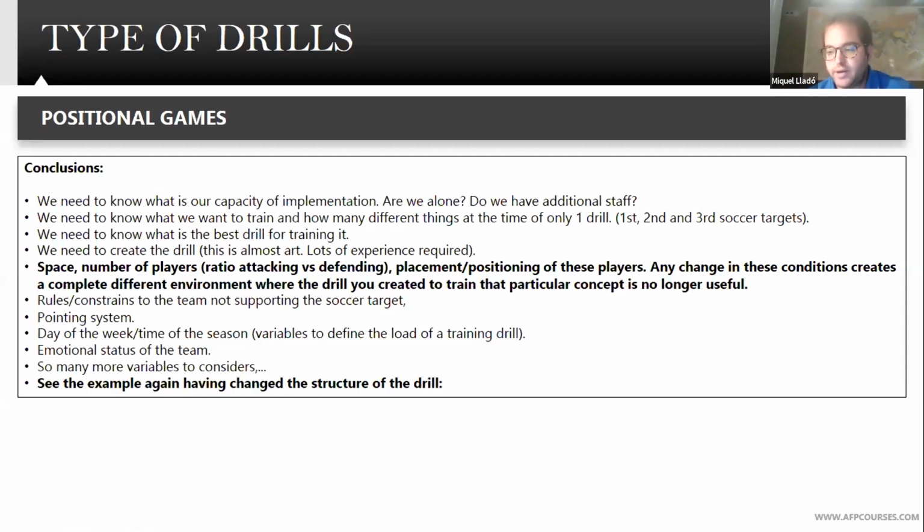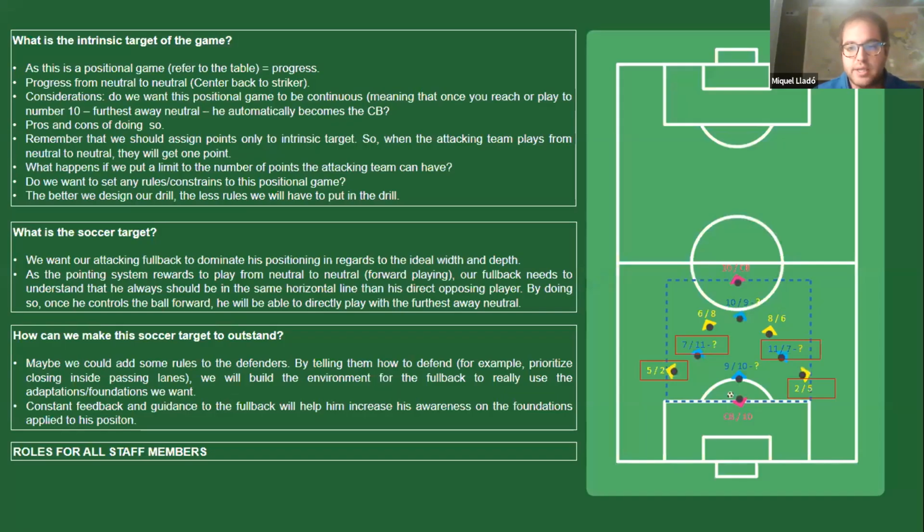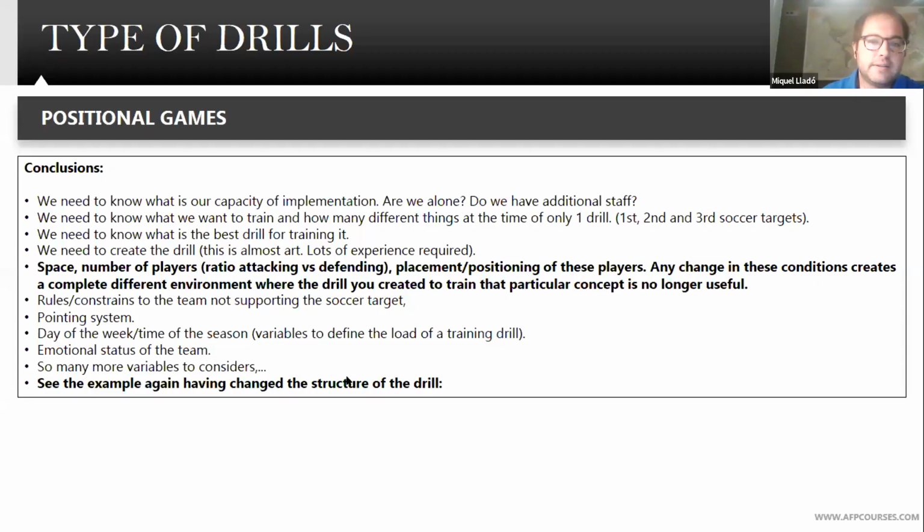I wanted to train the foundations of fullback, and I wanted to explain to my fullback that he should be always in the same horizontal line than the winger to beat him with the control. I wanted to train this, so that's why I have created this drill. I have not taken a drill that I have seen and then add all the content. No, I knew the content, I knew my soccer target, and then I designed the structure.